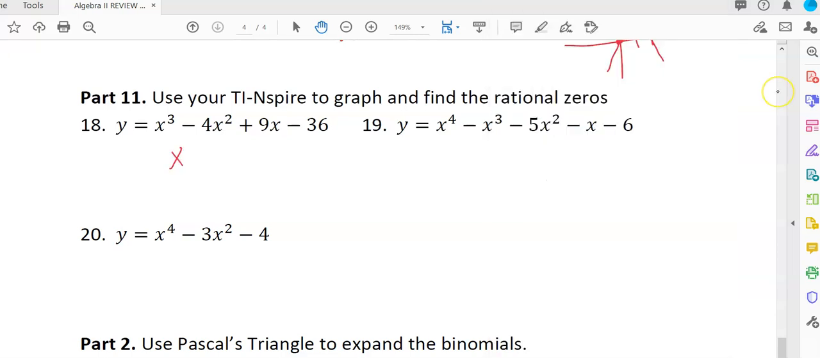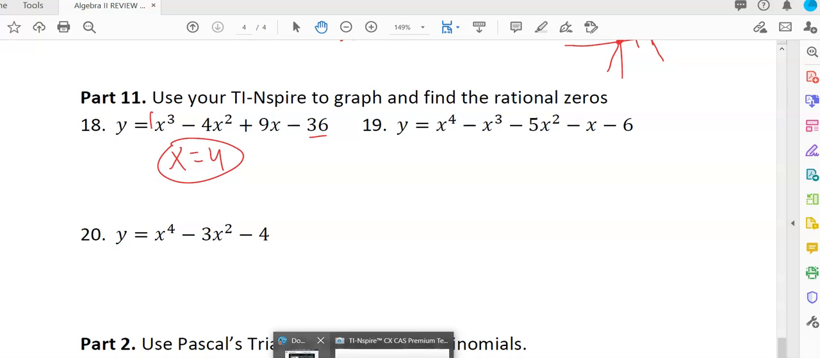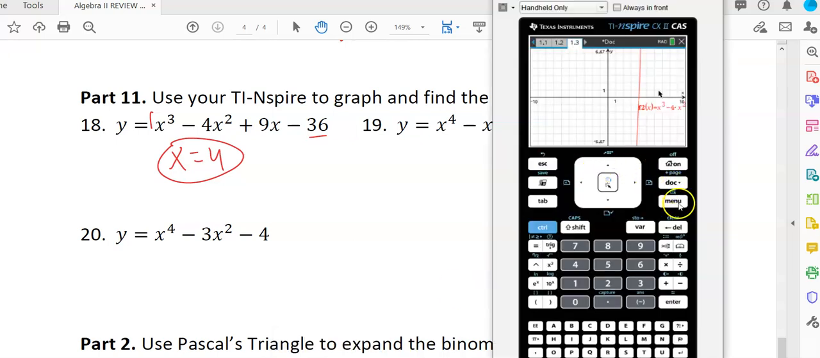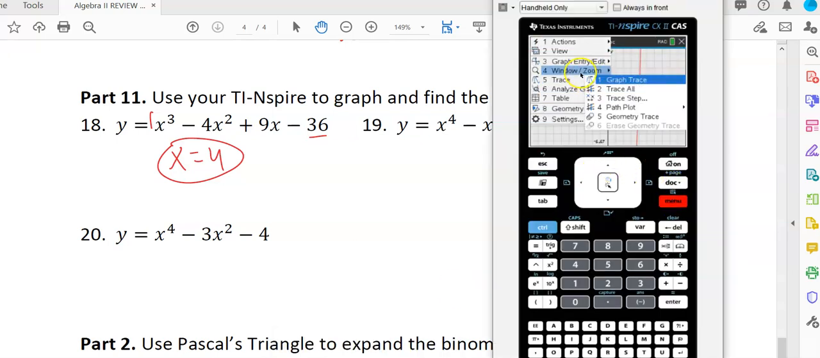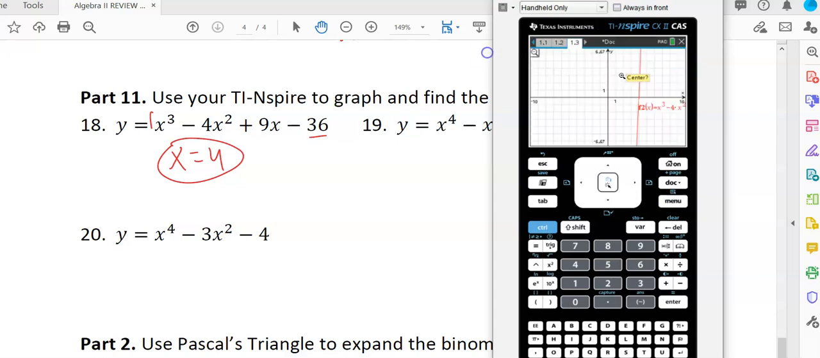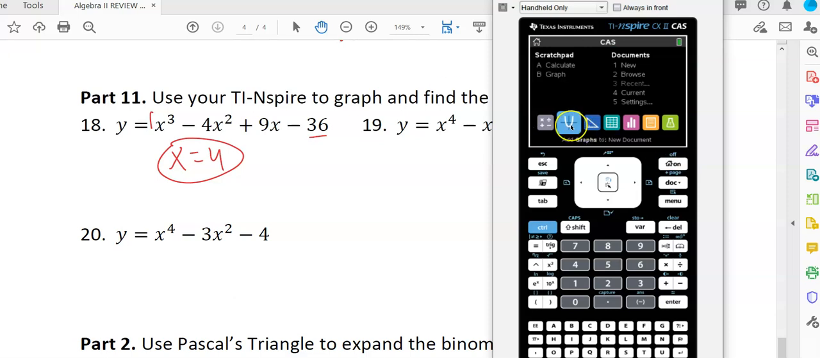It wouldn't be a bad idea to list out all the possibles, factors of 36 divided by 1. If you're not real sure, I could always zoom out: menu, window, zoom. I just want to show you that you can do this, zoom out and see if there are any other zeros, because 36 technically could be a zero there, or some factor of 36, but I don't see it, so you're good on that one. Let's do number 20, so I'm going out of order.